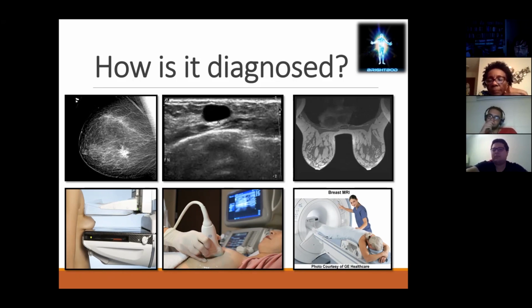Probably the mammogram is the one that causes more troubles and discomfort in women, but it's the one we use the most because it's the cheapest. It's actually very effective. So that's how we do it.